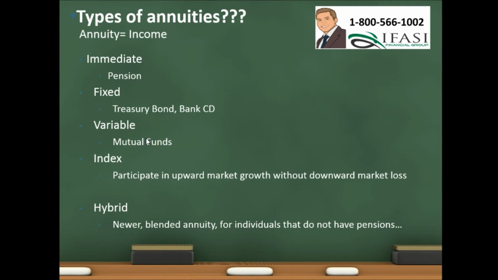I do not like variable annuities because there's a lot of hidden fees. I believe that if you're going to deal with mutual funds, you deal with them directly. You don't deal with them within a variable annuity, because it's tied to the mutual fund, and if the mutual fund goes up, you will have gains in your account. If the mutual fund goes down, you will have losses in your account.